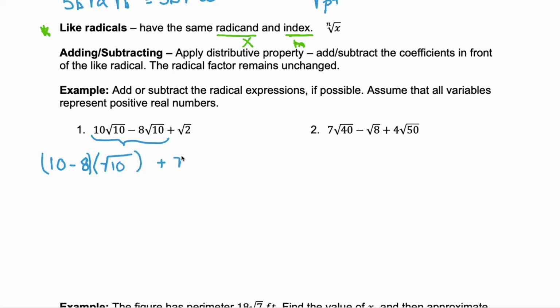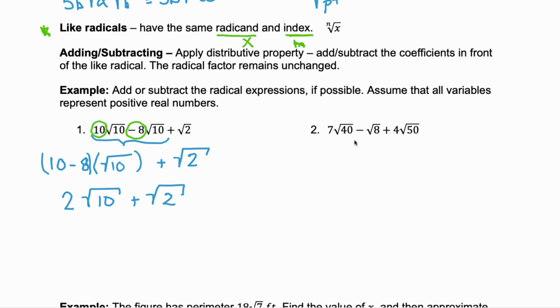And then we have the third radical at the end. So we do 10 minus 8, which is 2, square root of 10, and then plus the square root of 2. So we simplified it. So remember, what you're doing is you're looking at the coefficients of those like radicals, and you're combining those. So we did 10 minus 8.